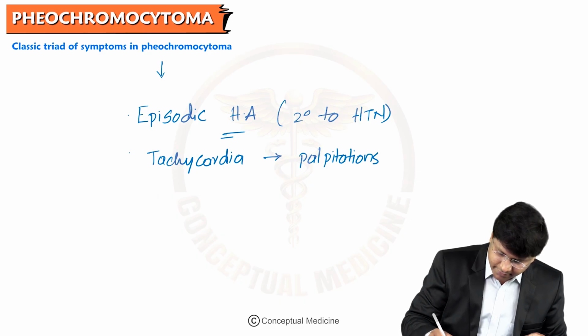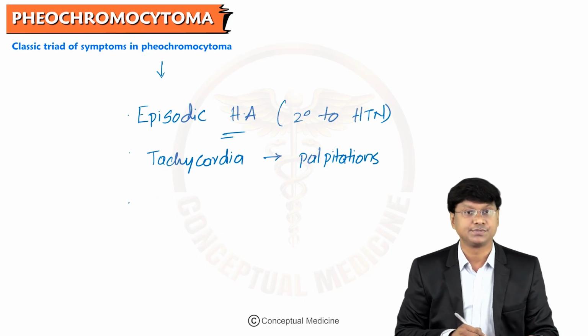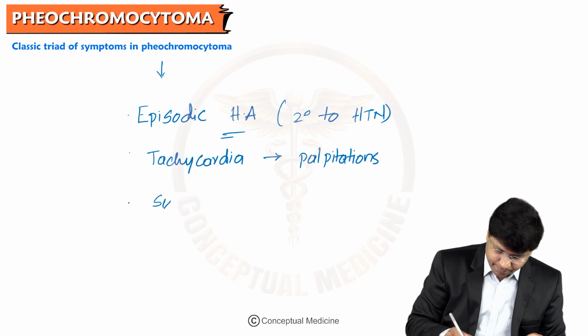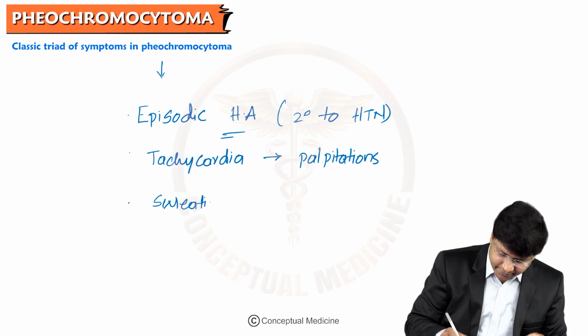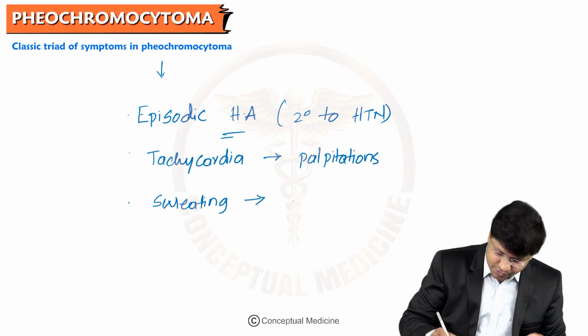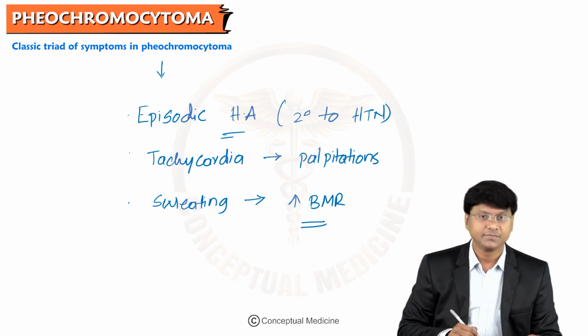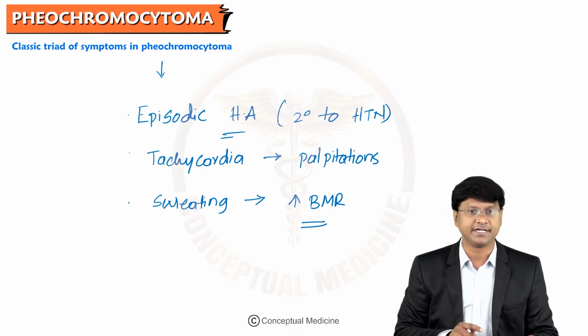The individual will have palpitations, and there will also be profuse sweating. So why is there profuse sweating in the individual? That is because of an increase in the basal metabolic rate.